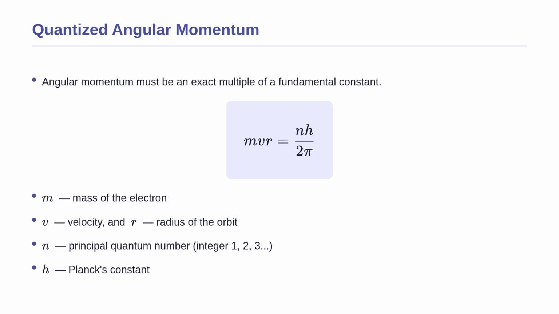On the right side, n is an integer, like 1, 2, or 3, known as the principal quantum number, representing the orbit number. Finally, h is Planck's constant. Physically, as the orbit number n increases, the angular momentum increases in discrete jumps. It cannot take any random value.